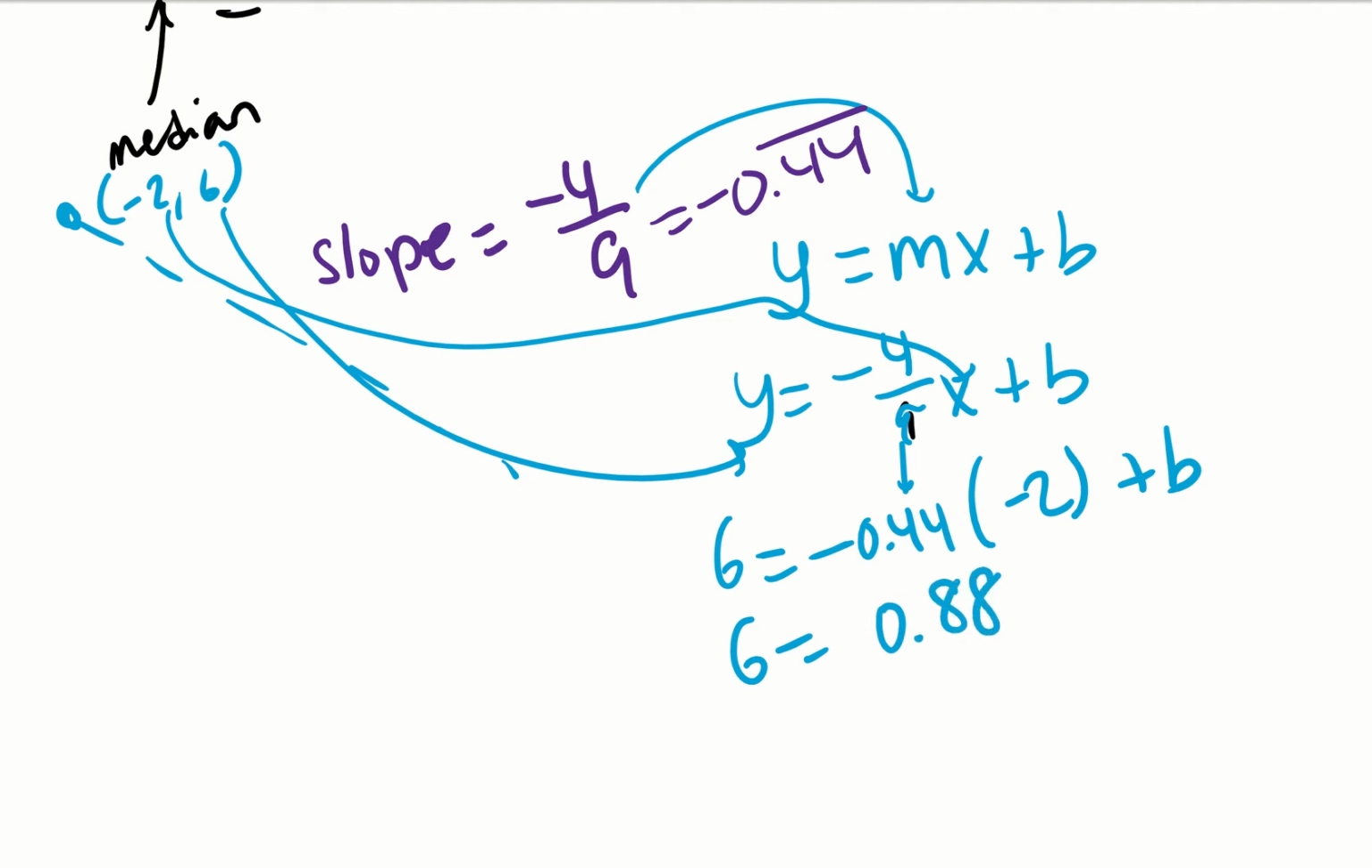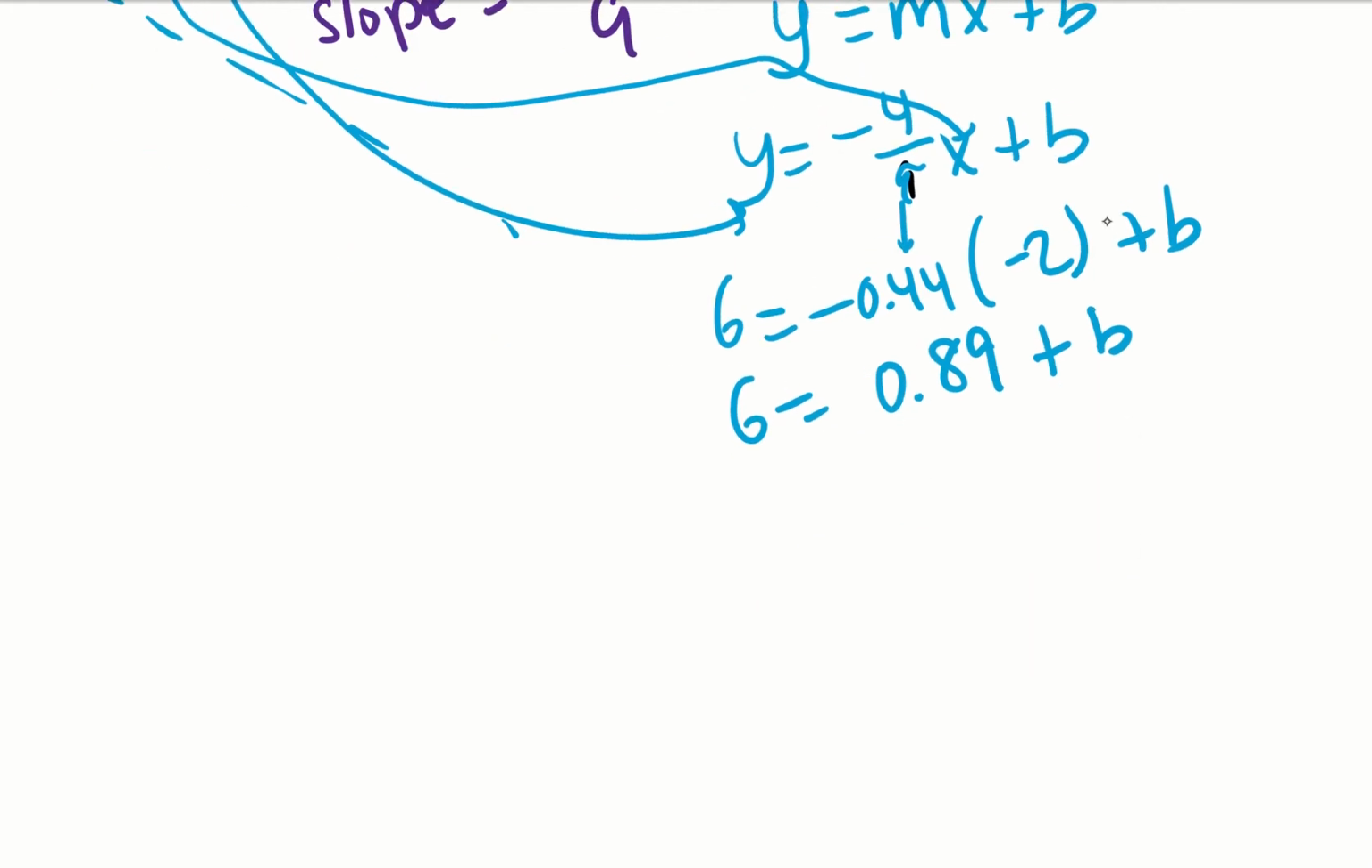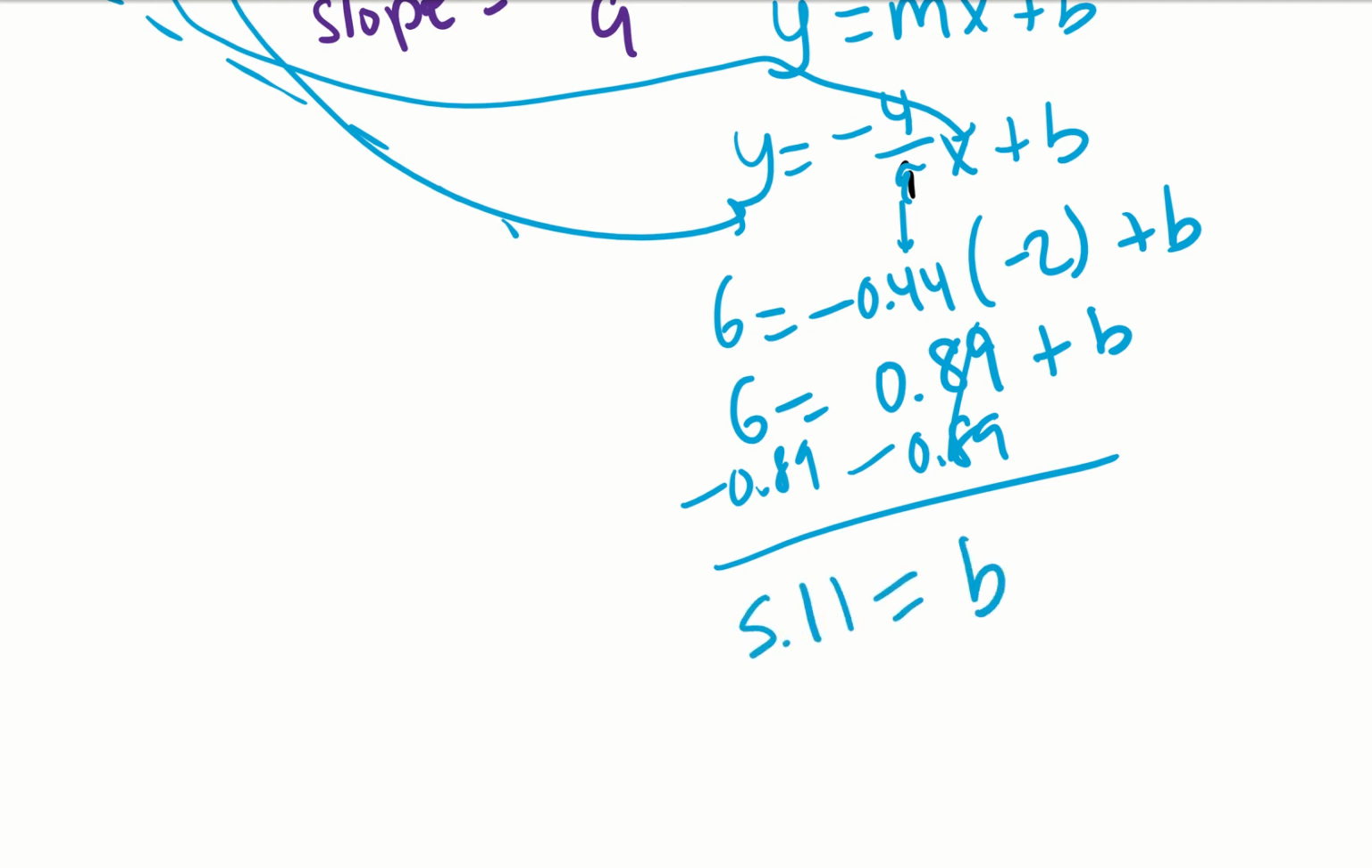So it's really about 0.89, because it's 0.8888 going on forever, so I'm going to round it to 0.89. And that's the only reason I'm doing that. You could leave it as 0.88, but it's going to be a little bit off by a hair. In any case, we're going to subtract 0.89 on both sides. And we get 6 minus 0.89 is 5.11. And that's going to be my b.